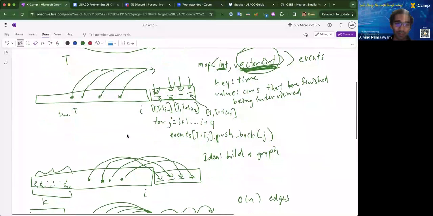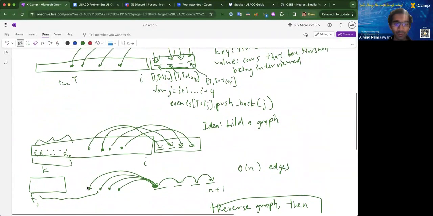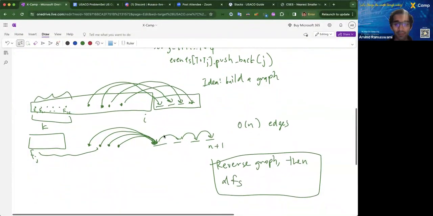So how we can represent this is we can build a graph just like this. So the cows that have just finished being interviewed, you can add edges to the first cow in the new set of cows, and then you can draw an edge between adjacent cows. And then if you want to see which farmers could possibly visit it, then you can reverse the graph and DFS. Yeah, so that's the solution for problem 1.